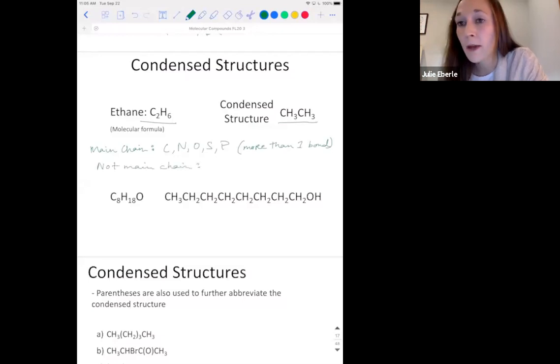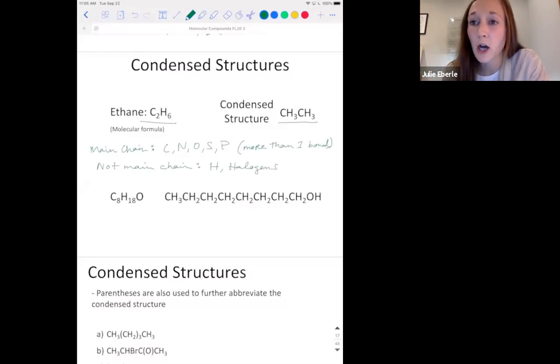What cannot be main chain? Okay, what cannot be main chain are atoms that can only have one bond. So hydrogen and any of the halogens: fluorine, chlorine, bromine, iodine. These will always be branched off of the main chain, never in the main chain, all right? So keep that in mind, because as we read these in groups, we see that certain elements are branched off of what we call the central main chain.